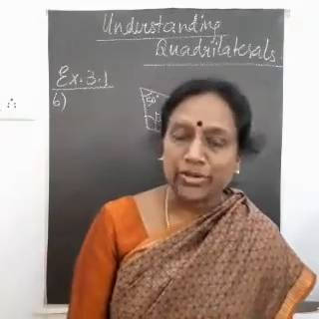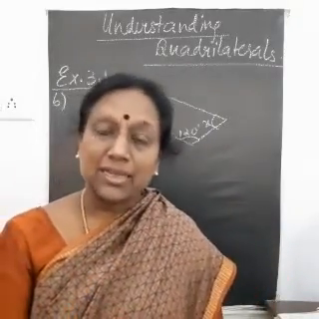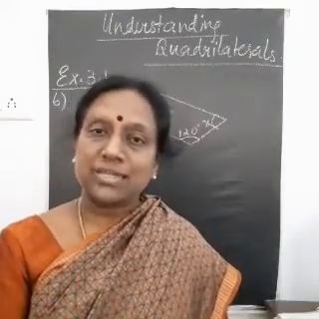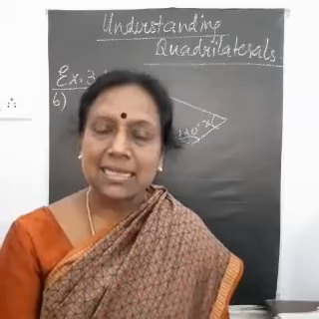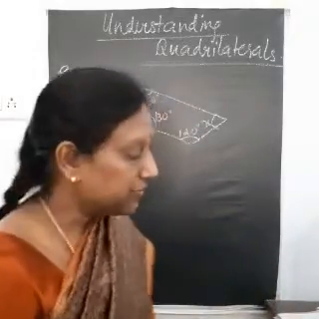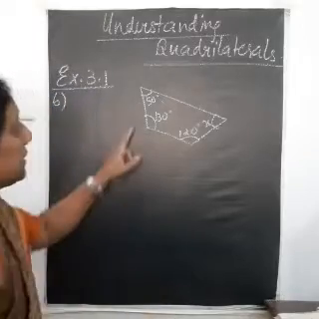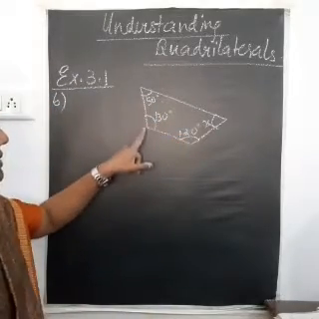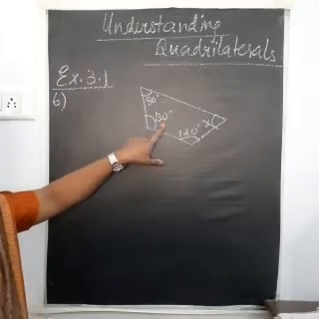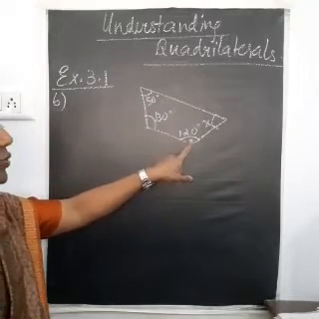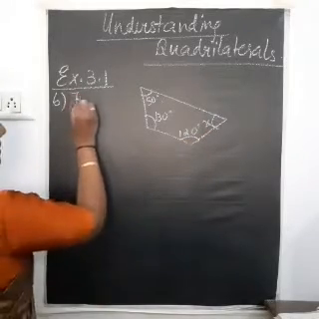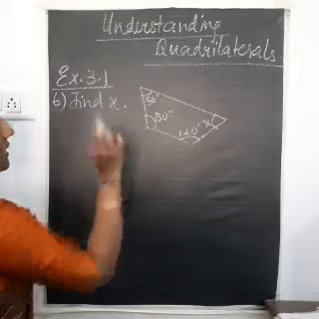In understanding quadrilaterals, I would like to deal with the first exercise 3.1 sixth sum. The first 5 sums I've done in the live class, so I would like to do the sixth sum for you now. The first sum given is a trapezium where one angle is 50 degrees, the other is 130, and this is 120, and this is x. They want us to find x.